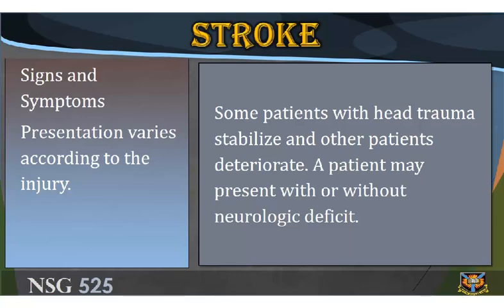Signs and symptoms. Presentation varies according to the injury. Some patients with head trauma stabilize and other patients deteriorate. A patient may present with or without neurologic deficits. Patients with concussion may have a history of seconds to minutes of unconsciousness, then normal arousal. Disturbance of vision and equilibrium may also occur. Common symptoms of head injury include coma, confusion, drowsiness, personality change, seizures, nausea and vomiting, headache, and a lucid interval, during which a patient appears conscious only to deteriorate later. Symptoms of skull fracture can include leaking cerebrospinal fluid.